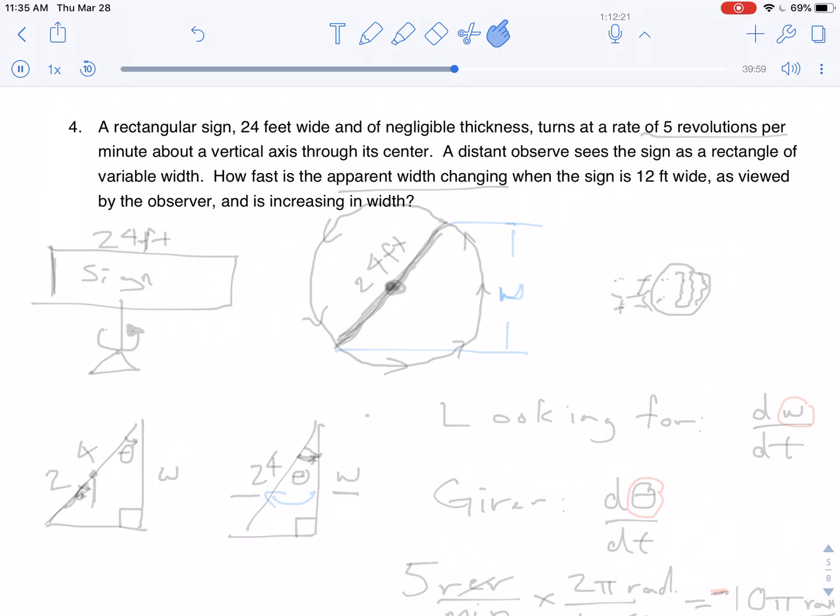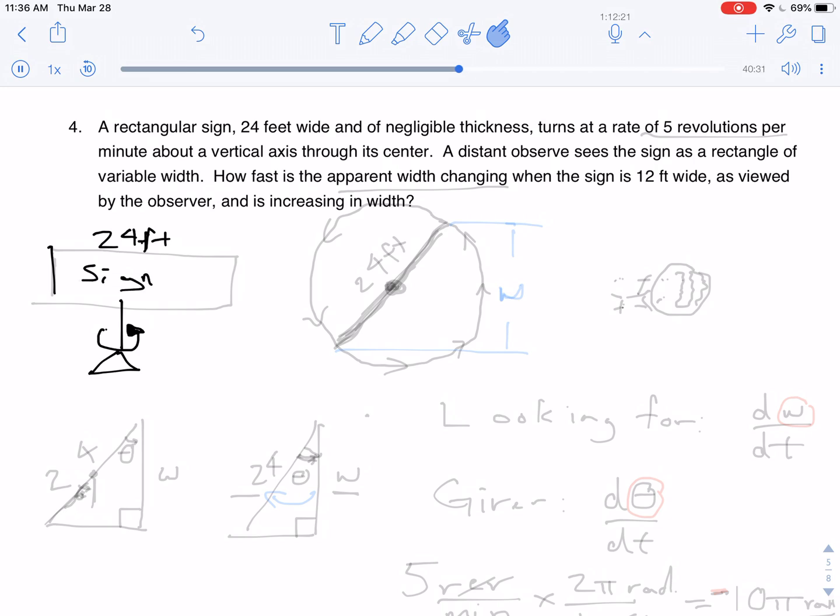All right. So this one is tough to actually see what is happening, but I have a rectangular sign. So there's my rectangular sign spinning. There we go, I have a rectangular sign spinning. It is 24 feet in width here. I know that's kind of a length, but whatever. You get the idea. Here's my sign.